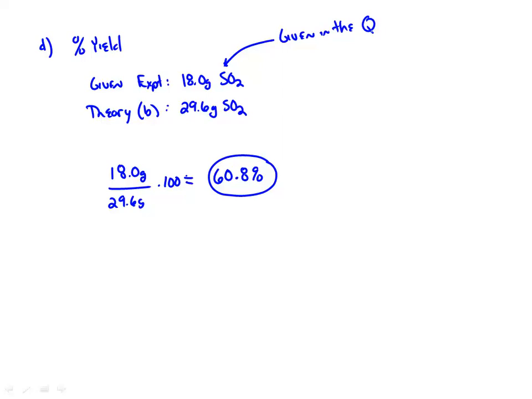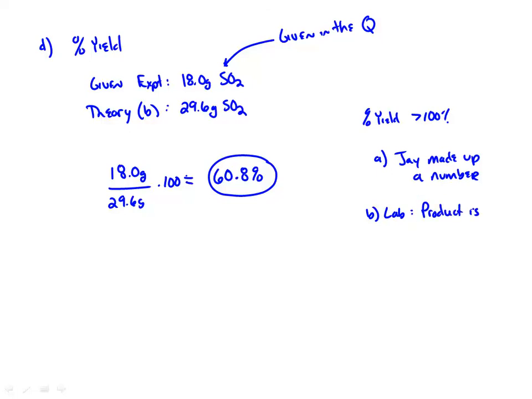Now, if you do get a percent yield over 100%, what does that mean? You used it all up. Means one of two things. The most likely case on a homework or a test is simply Jay made up a number. In lab, what it really means is that your product is contaminated, because we know it's impossible to create or destroy matter, right? So if you really make more than you should, you did not just create matter, you just have something contaminating it, or made an error in a calculation or something like that.